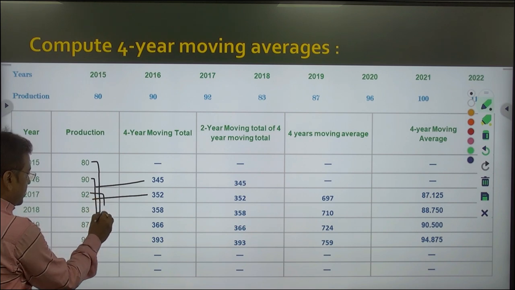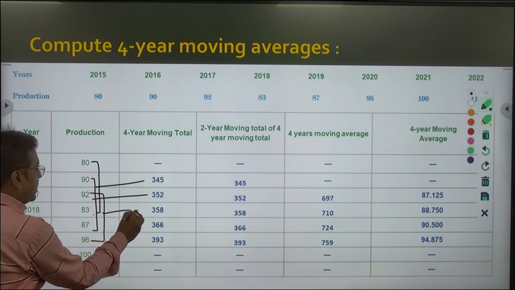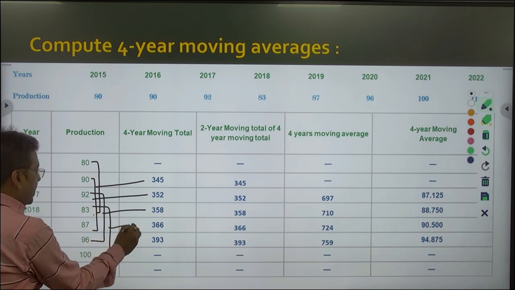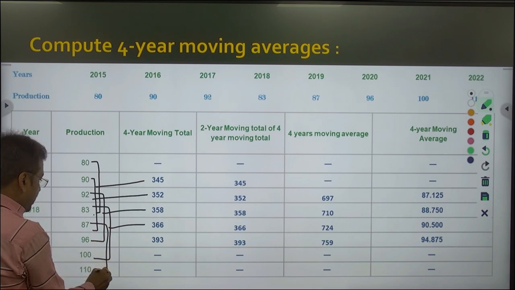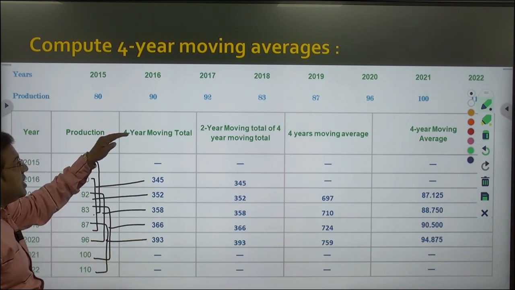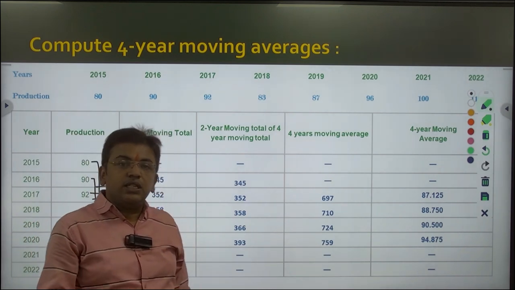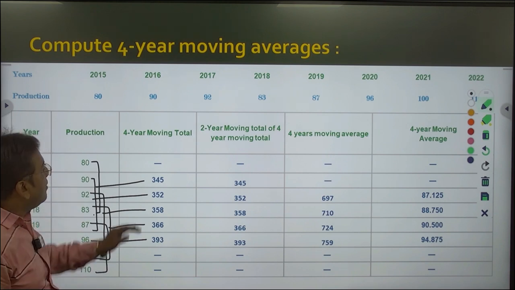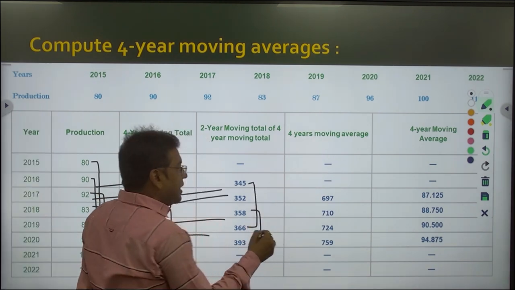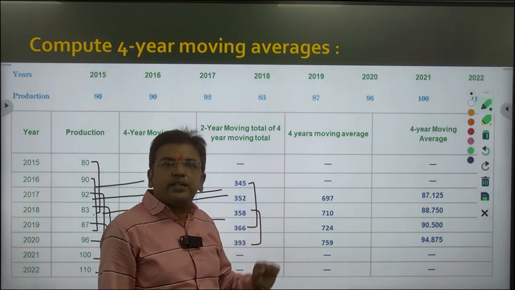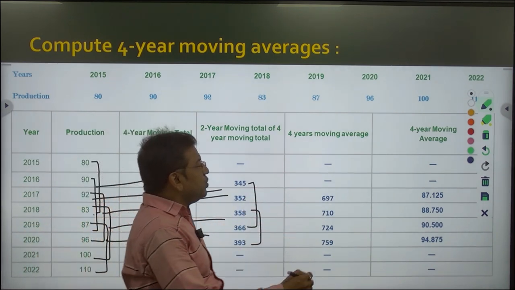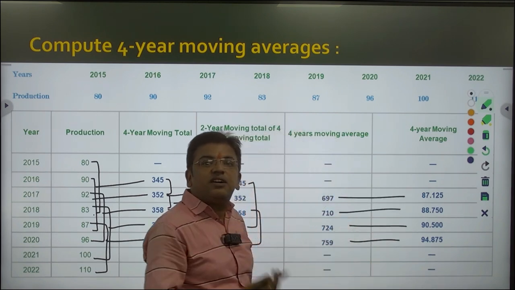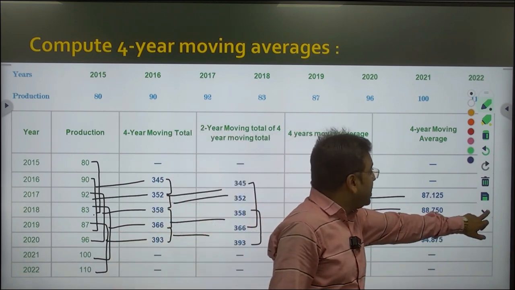Next four values, this one, and you are going to write it over here. Next four values you are going to take, and you are going to write it over here. Next four values you are going to take, and write it over here. So this is the 4 year moving total, means four values you have taken and added up. Four like this, and you have added it over here. Clear? And you are going to divide it by the value. So this is the way you are going to calculate the moving averages.